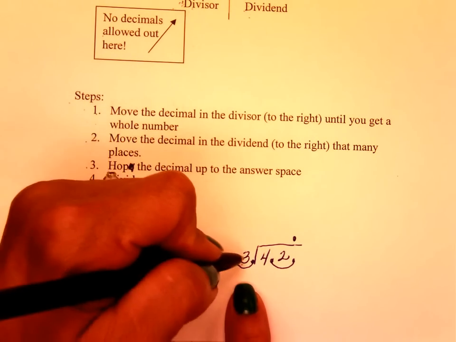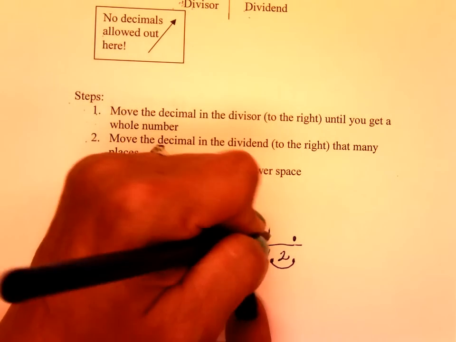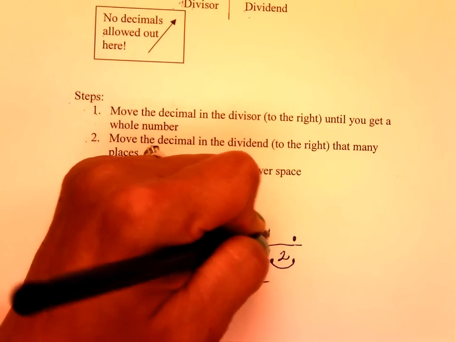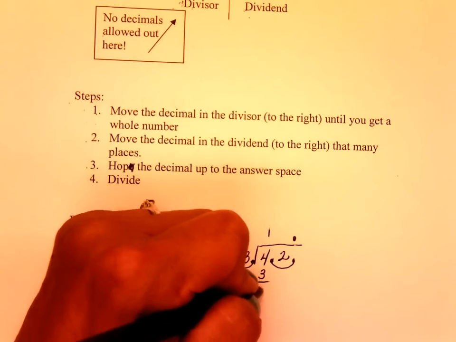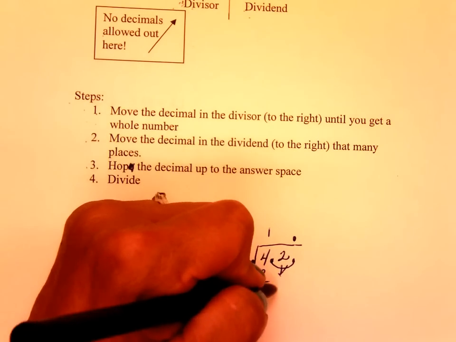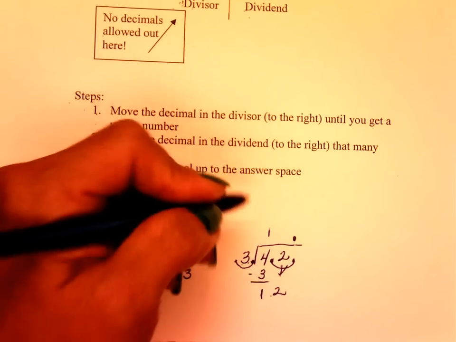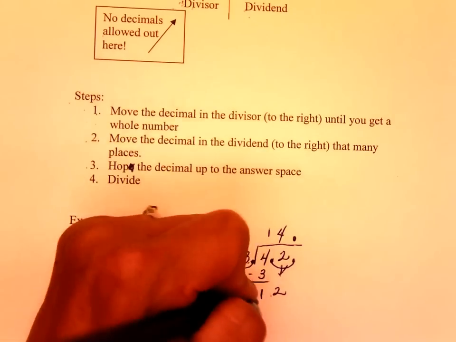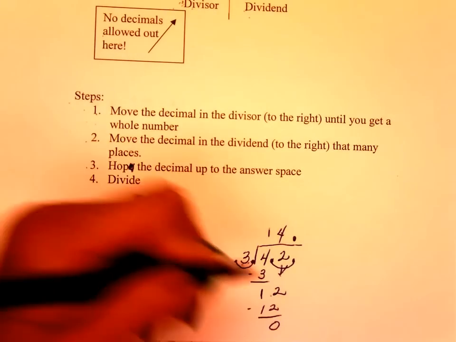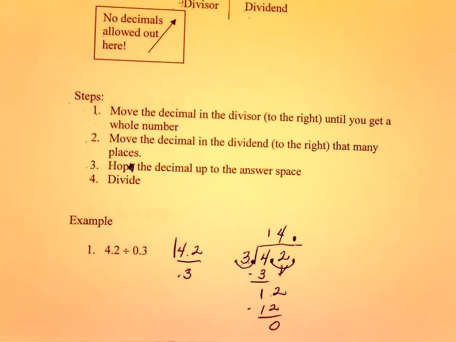Now you can divide. 3 goes into 4 once, 1 times 3 is 3, subtract and you get a 1. Bring down the 2. 3 goes into 12, 4 times 3 is 12, subtract and you get a 0. So your answer is 14.